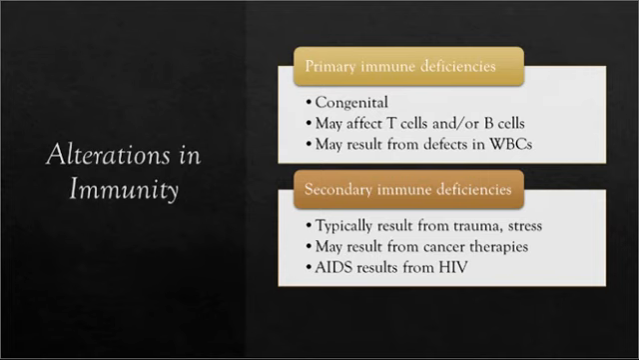So our primary immune response deficiencies can be congenital, where our T cells or B cells or bone marrow are not doing their job, or there may be defects in our white blood cells. Secondary immune deficiencies include AIDS from HIV, human immunodeficiency virus, and can be because of cancer, multiple traumas and stress that suppress our immune system.